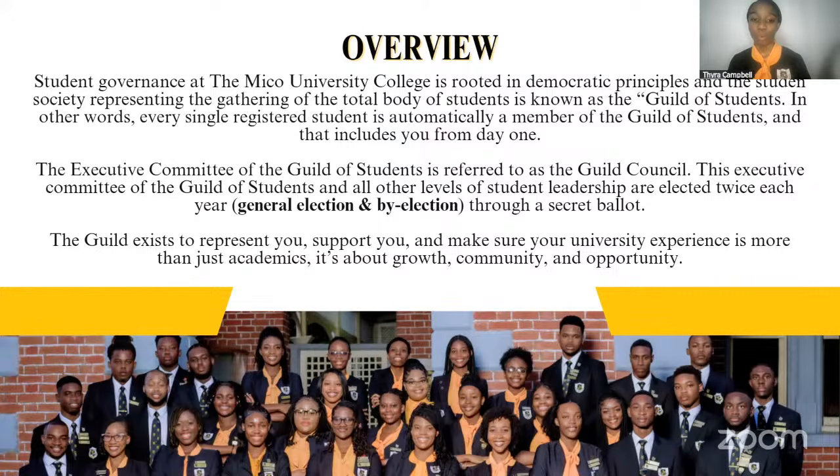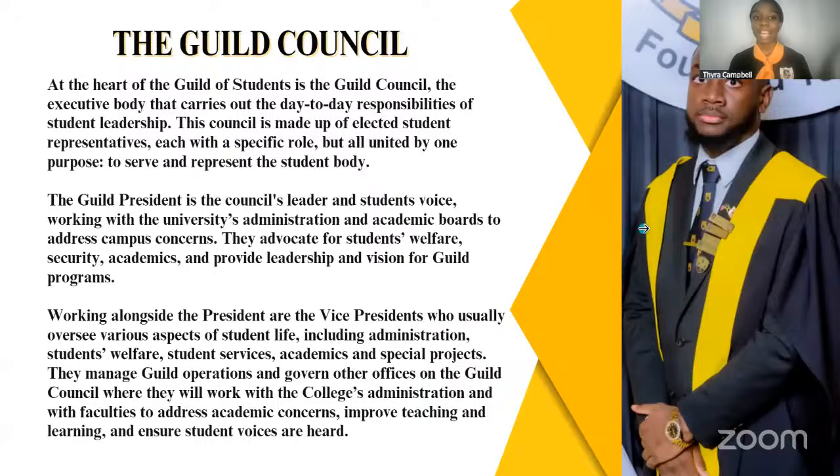The Guild exists, of course, to represent you, to support you, and make sure that your university life is exciting and rewarding. Think of it as your chance to get involved, to grow as a person, and to be part of a community that goes beyond just academics. As mentioned earlier, the council is made up of elected student representatives, each with a specific role, but we're all united by one purpose. What is our motto? Students' representation is our satisfaction. So of course, we are here to serve and to represent the student body.